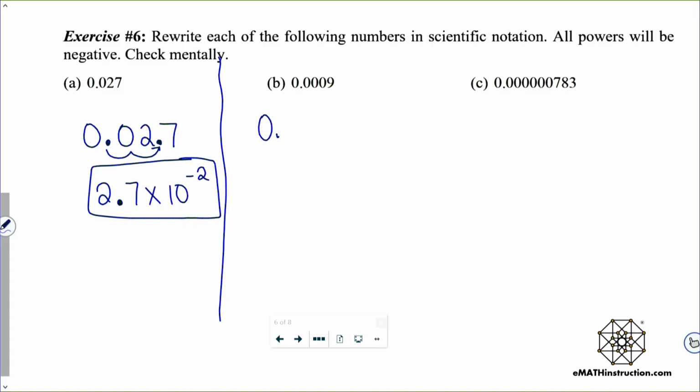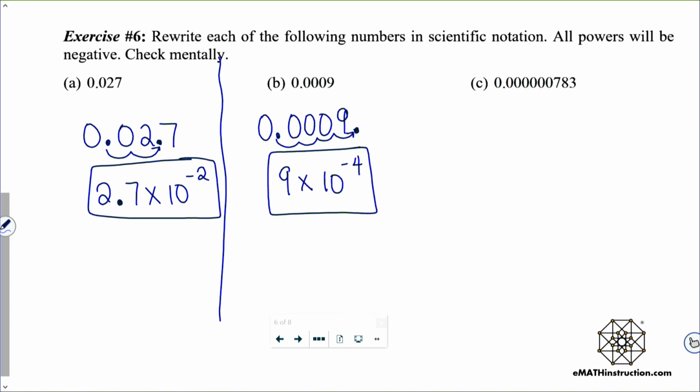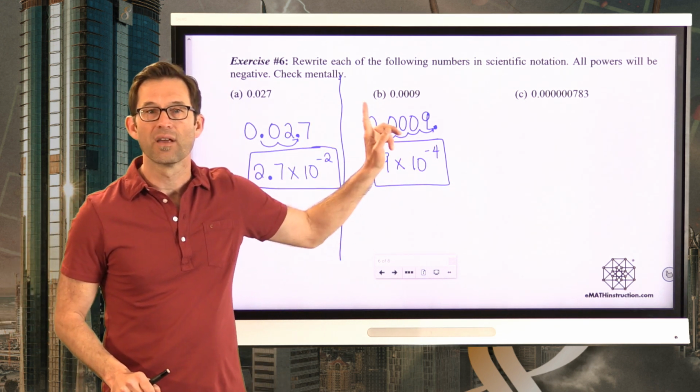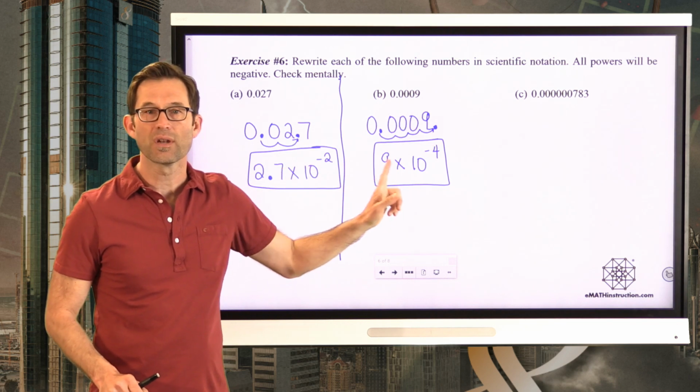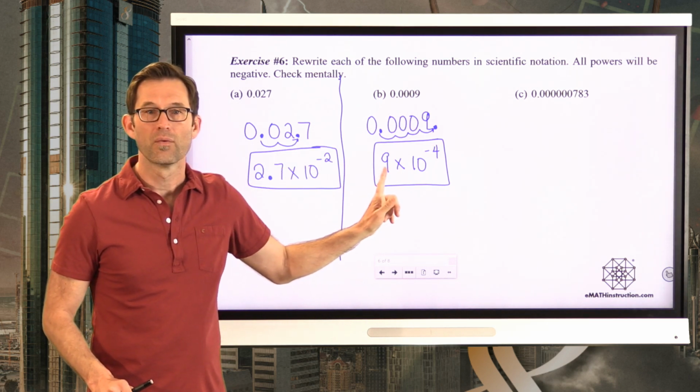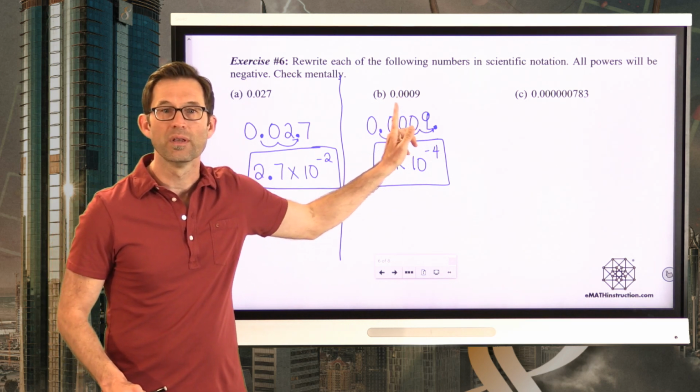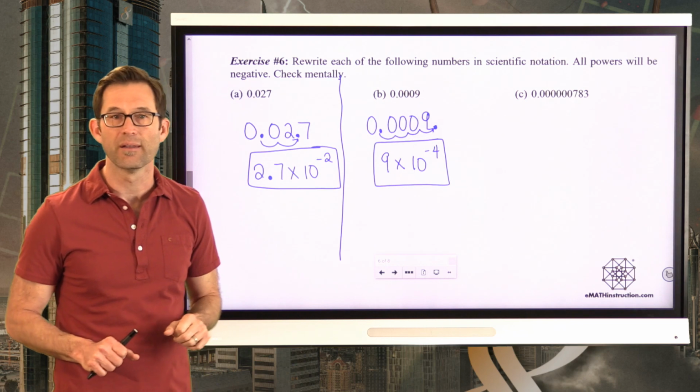All right, 0.0009. I'm going to move 1, 2, 3, 4, right? And that's just going to be 9 times 10 to the minus 4th. And again, check mentally. If I had this and decided I wanted to write it in standard decimal notation, I would go 1, right? That would be 0.9. Then I'd go 2, 3, 4. That would give me those 3 zeros and the 9, and I'd be all set.